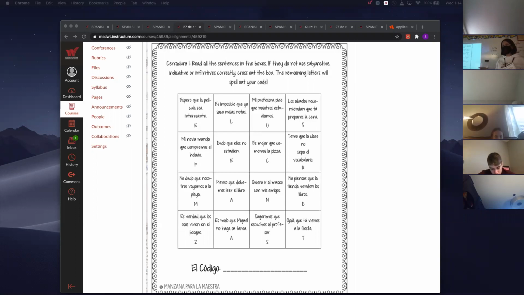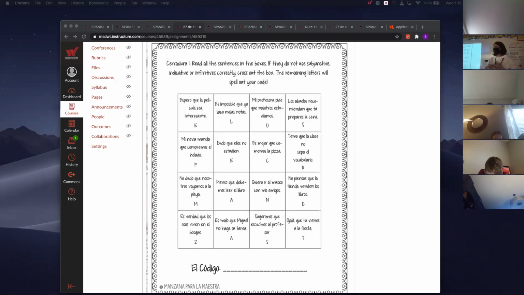To find the code, here's what you do. Ready? Look at it with me. It says, read all the sentences in the boxes. If they do not use subjunctive, indicative, that's just present tense, or infinitives correctly, you're going to cross out the box. The remaining letters will spell out your code. It is a word in Spanish. All right? So let's look at the first one together. We're going to do at least 1 or 2 together, and then I think it'll be easier for you to figure out. So the first one says, espero que la película sea interesante. All right, it looks like they have used the subjunctive there. So what we need to decide is, as a group, does it make sense to use the subjunctive there?